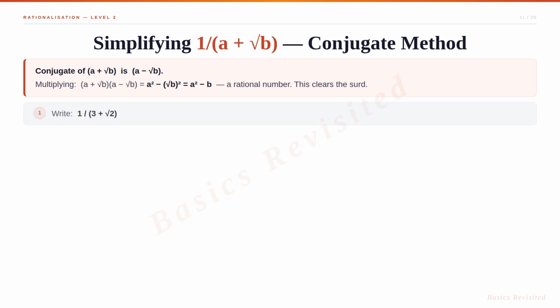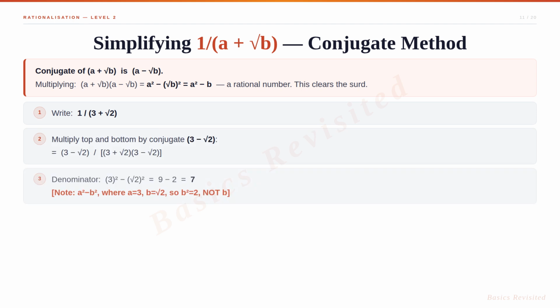Step 1. Write the expression 1 over 3 plus root 2. Step 2. Multiply numerator and denominator by the conjugate 3 minus root 2. Step 3. The denominator becomes 3 squared minus root 2 squared. That is 9 minus 2 equals 7.